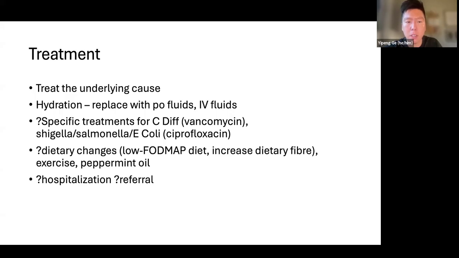There are specific treatments that you could be given for infectious diarrhea, such as C. diff. You could treat with vancomycin. Multiple bacterial bloody diarrheal pictures like Shigella, Salmonella, E. coli can be treated with ciprofloxacin.